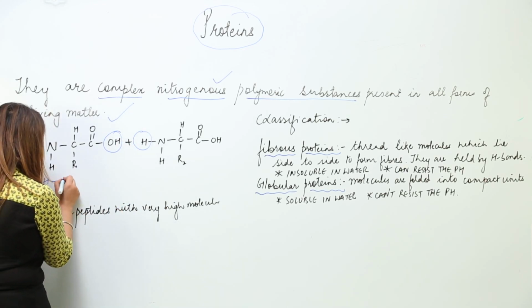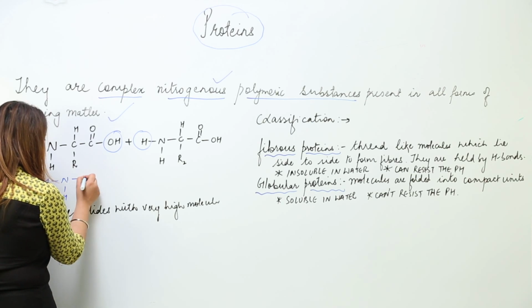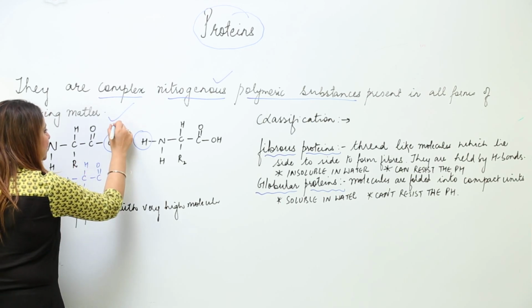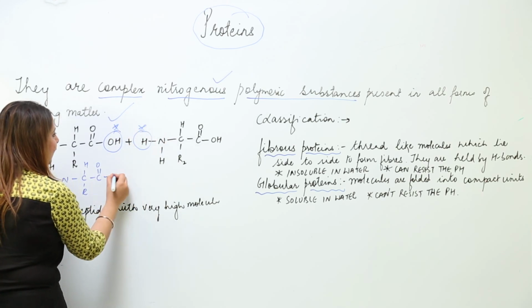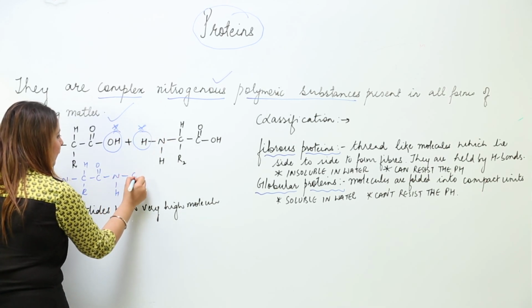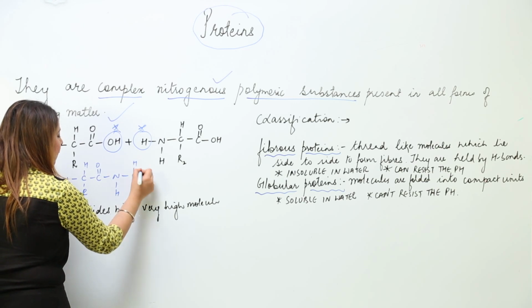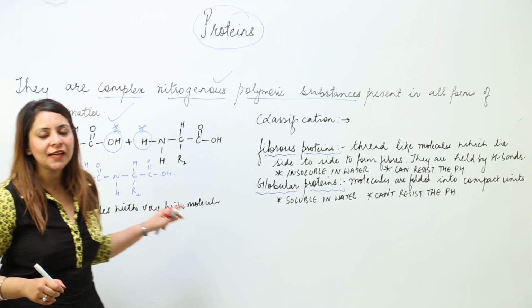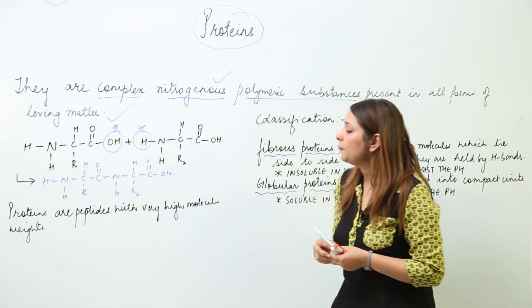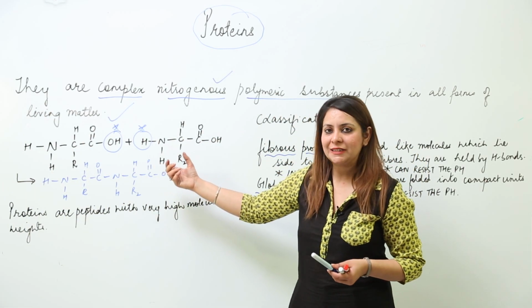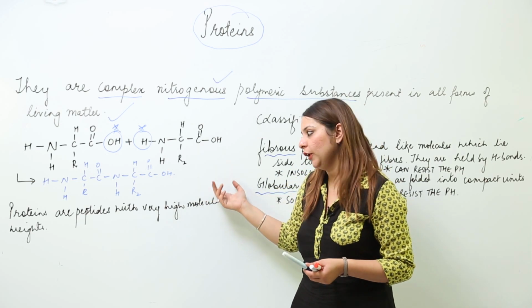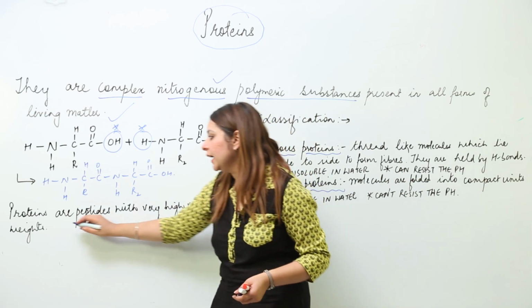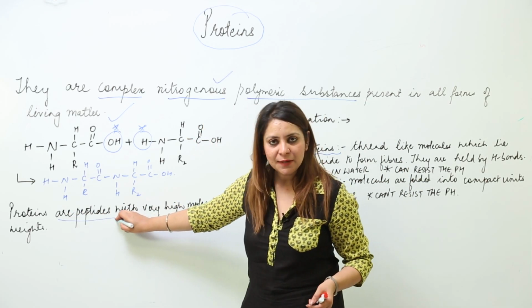So what is the formula? It remains as such as they are written. You just need to remove this OH and this H, and they will get linked together, and it becomes like this, and this is a structure for a protein. So this is actually a protein which is formed by the condensation of two amino acids with the elimination of small molecules.